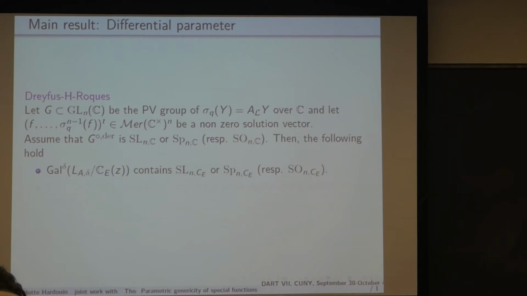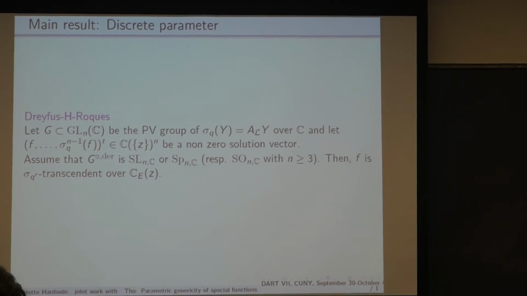Then the following holds. The parameterized Galois group contains SLN or SPN or SON, which tells us that we have the following hypertranscendence results. So we are not in the degenerate case. And the same kind of result holds for the discrete parameter. If you have the same assumption on the classical Galois group, that its derived connected component is either SLN or SPN or SON, then a solution of your equation is always sigma q prime transcendental over the base.